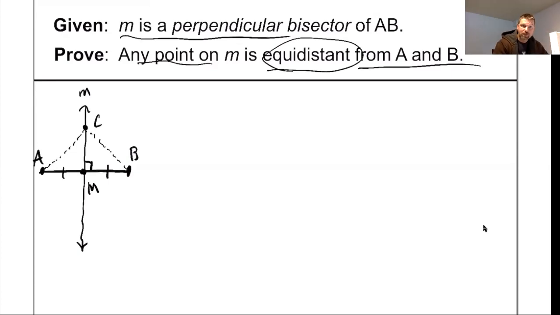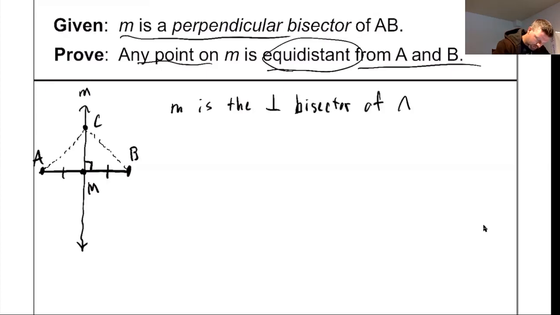So we've got to list a few things, right? So what do I know about this picture? First, I know M is the perpendicular bisector, which I'm going to abbreviate, of AB. And again, of course, the big thing about a proof is anytime you say something, you've got to say why you know it's true. Why do I know that's true?